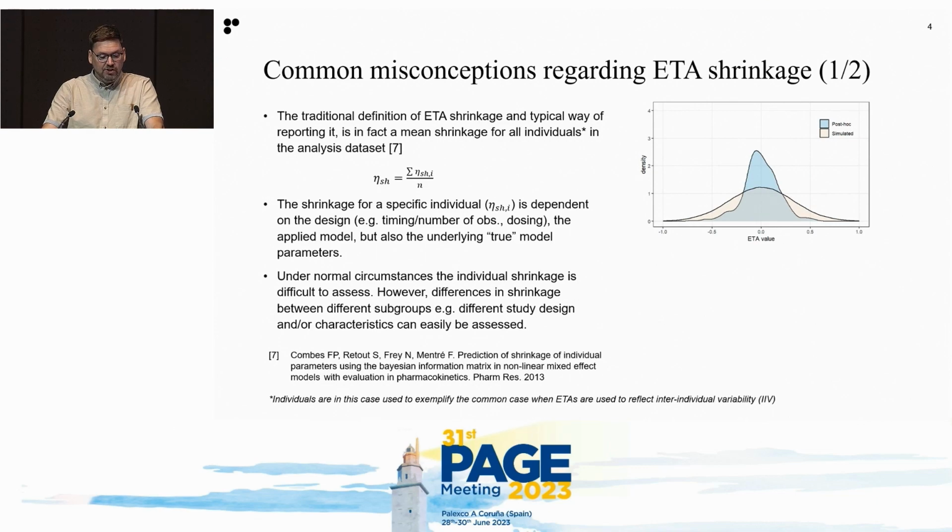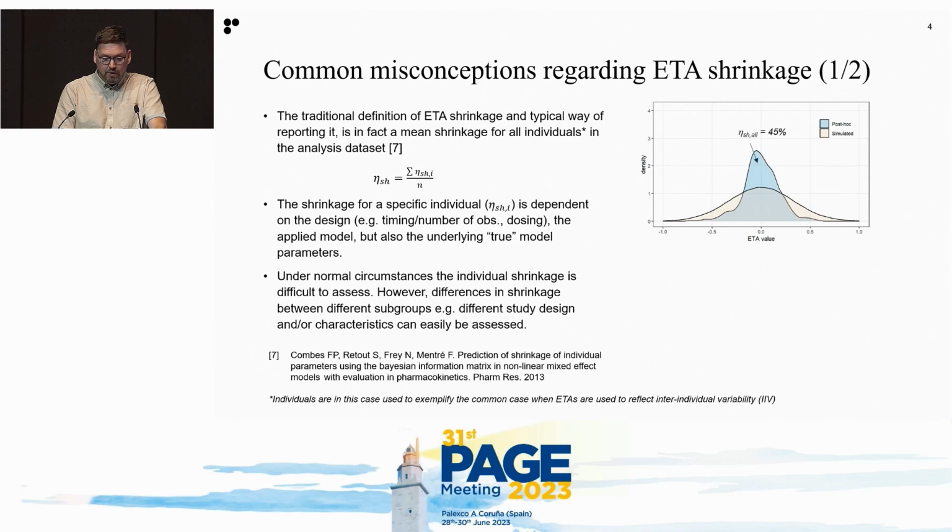However, differences in shrinkage between different subgroups, such as those with differences in study design and/or baseline characteristics, can easily be assessed. Here in the figure, we see an example of the shrunk post-hoc random effects distribution for an analysis data set compared to the true omega distribution.